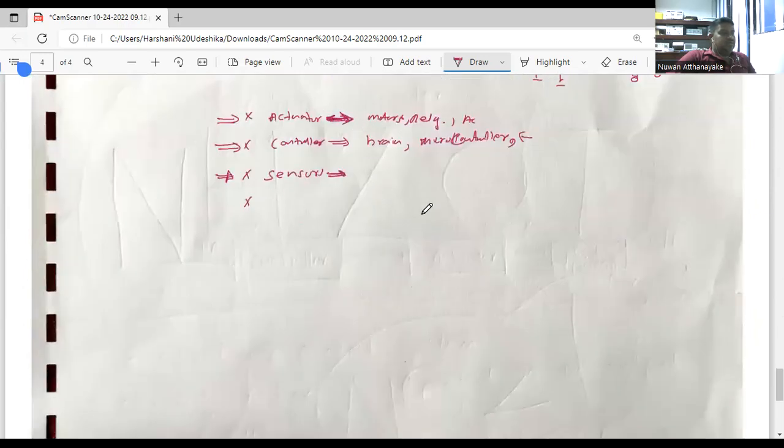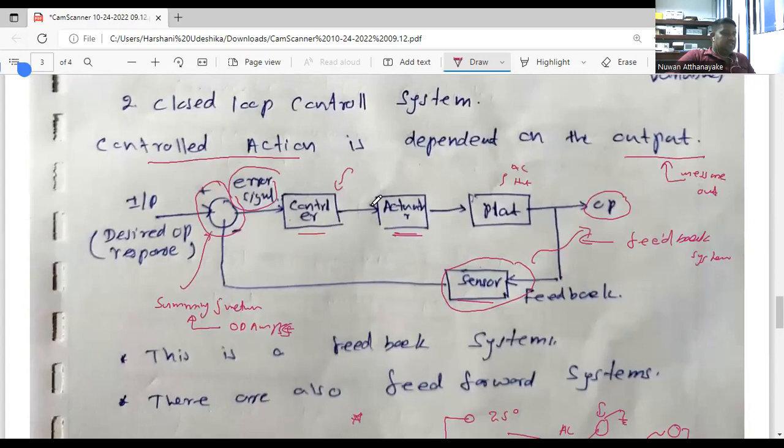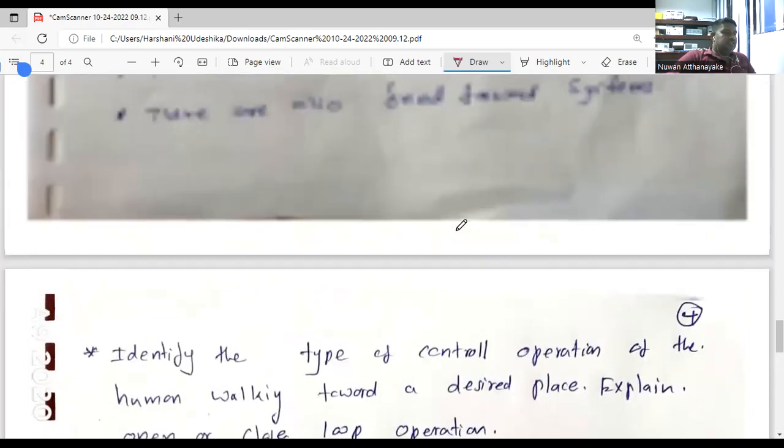You also have to know these terms related to the control system. In addition, we have the summing junction that does the algebraic sum of the input signal and the output signal. In an electronic system, we can use op amps for this. The error signal means the algebraic sum of the input signal and the output signal. This is also called the actuating signal. At least you should know these terms. That is enough, so we will stop here.